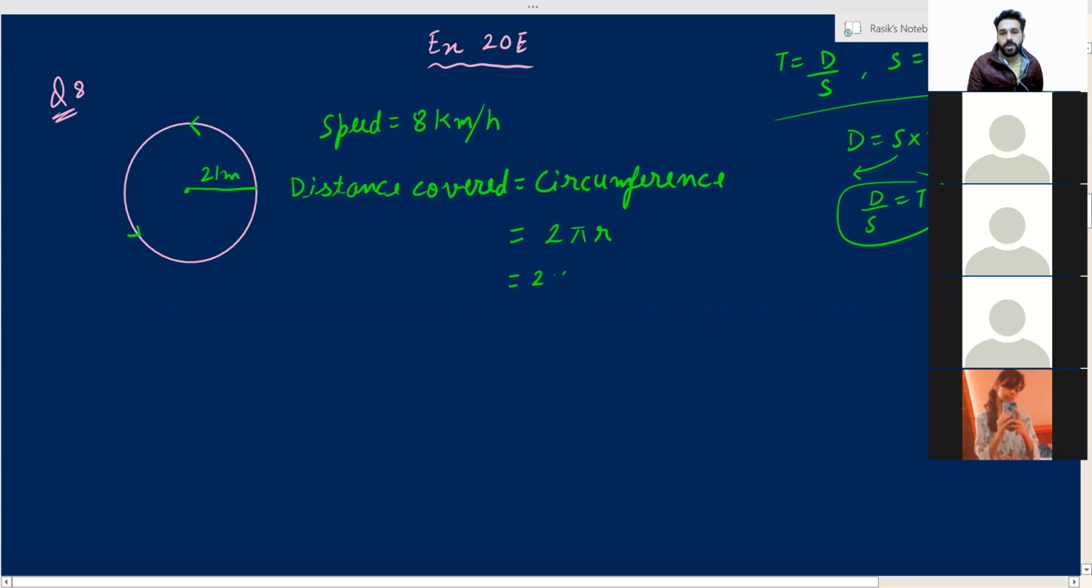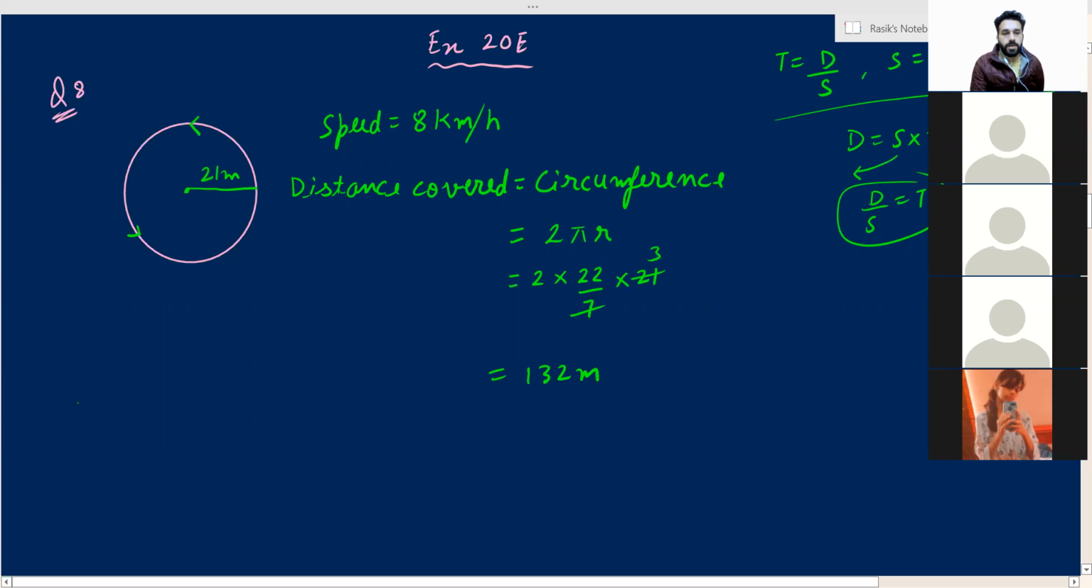For this, we know the radius of the circle. What is the radius? 21. Are you all getting the point or not? This is how we can find the distance. We divide it, and we get 132 meters. This is the distance covered.